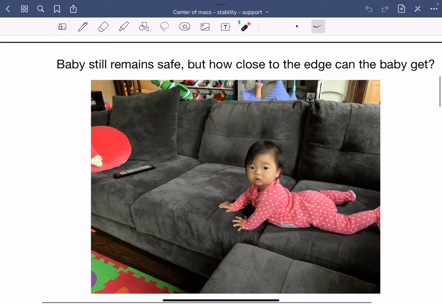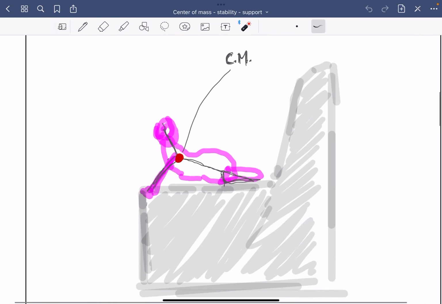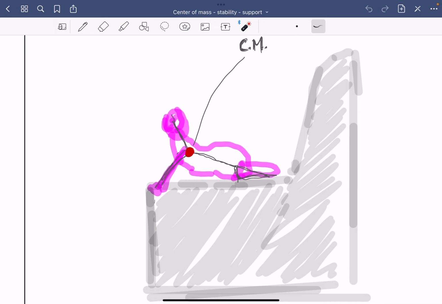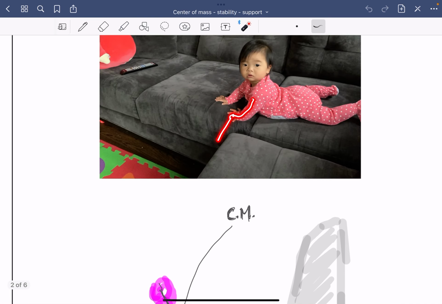Now here, as you can see, the baby is getting closer to the edge. This is where the mom is freaking out like crazy. And in my mind, the baby still remains safe. But how close to the edge can the baby get is a question. Here, this is Aria, and we draw another free body diagram. You've got the sofa. This is where the perception is different, right? Mama bear looks at these hands and sees that they can slip, and then all of a sudden the whole body's going to rotate, and we'd have to go to ER. But that's not the case, and this is what I mean.